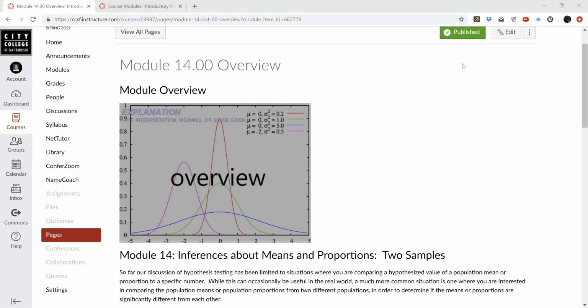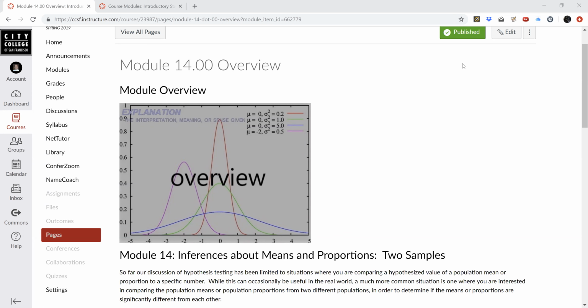In the previous module, we learned about hypothesis testing, and the hypothesis testing we used in that module was fairly straightforward and simple in that we were comparing a particular population parameter, either the population mean or the population proportion, depending on whether it was a quantitative or categorical variable. We were comparing that to a particular number. And while this is sometimes useful in the real world, it's not terribly useful. It's a good introduction to hypothesis testing because it's the simplest form of hypothesis testing.